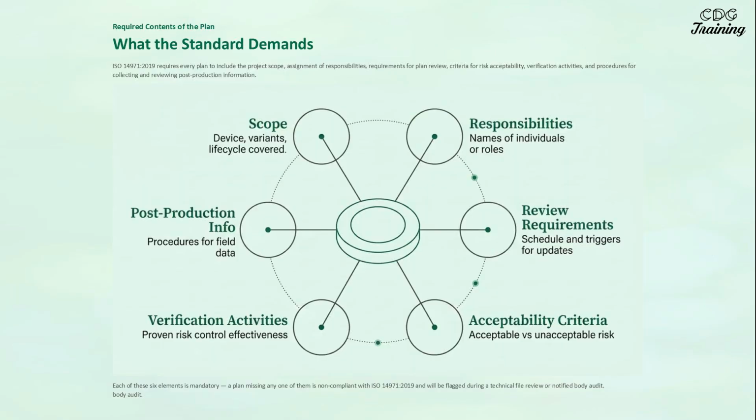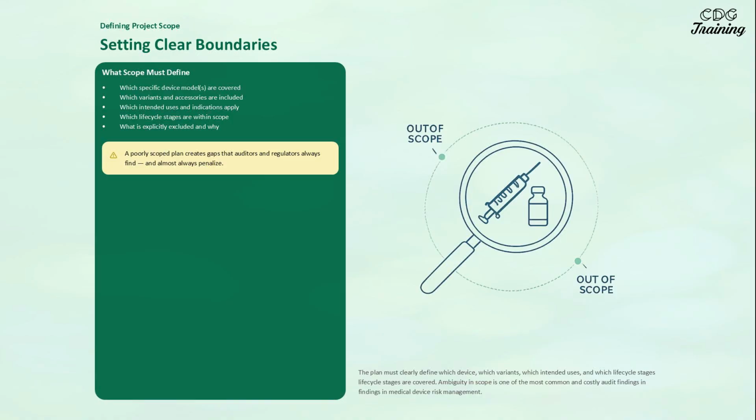ISO 14971-2019 requires detailed plans including scope, responsibilities, review requirements, and more. Each element is crucial for compliance and effective risk management. Defining project scope is essential. It clarifies what's included and excluded, ensuring clear boundaries that satisfy auditors and regulators.